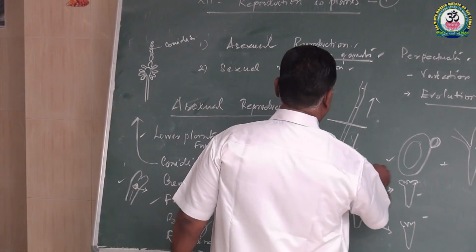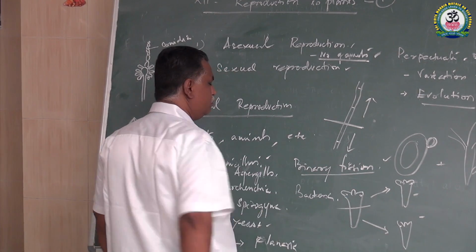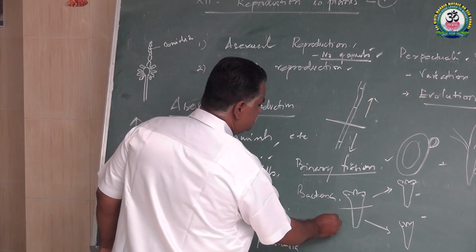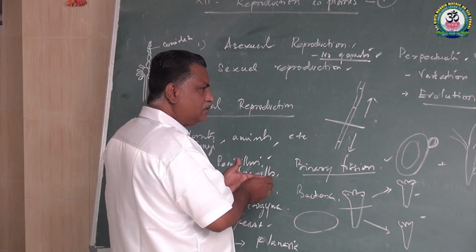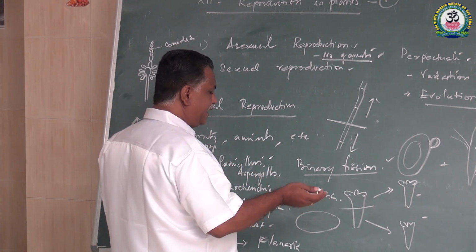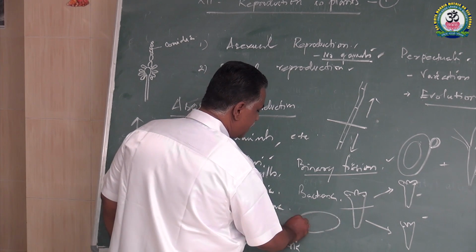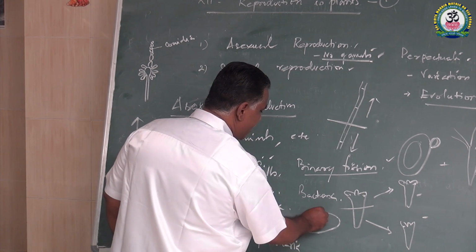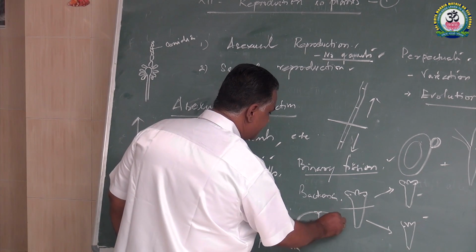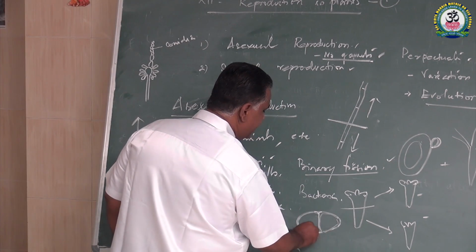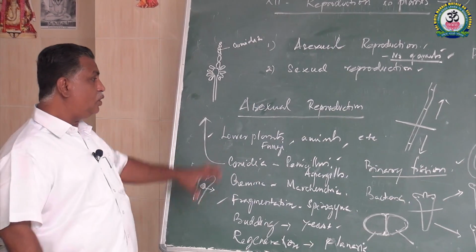The next is binary fission. Binary fission is found in bacteria. This is nothing but the division of the vegetative cell into two entities by a simple division. See, if this is a bacterial cell and an invagination on both sides grows towards the center, it makes the single entity into two parts, and each one will develop into an organism. This is binary fission.